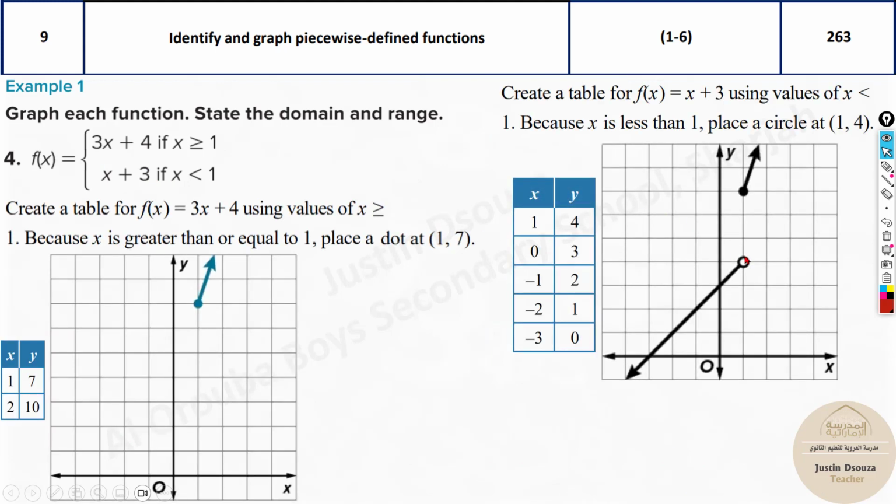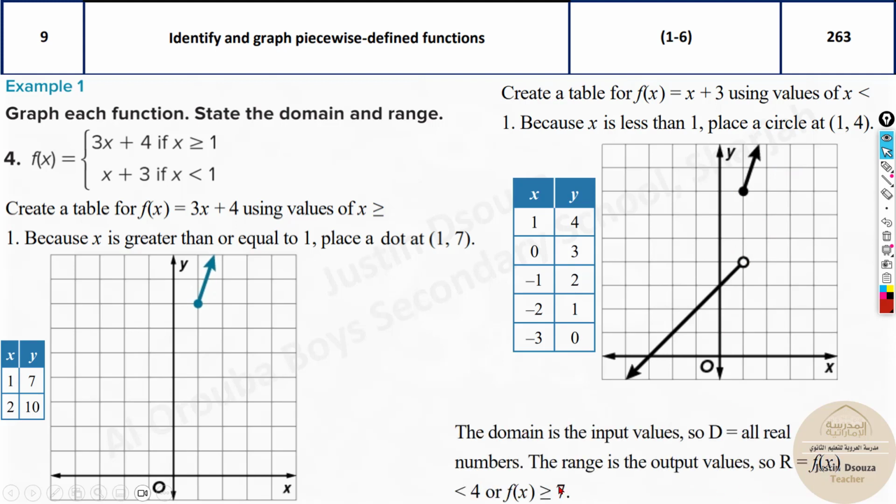Very easy, very straightforward. Here, see the domain and range. The domain is all real numbers. Oh, sorry, the range is not all real numbers. Look, all possible values above 7 and all possible values less than 4 are in the range.